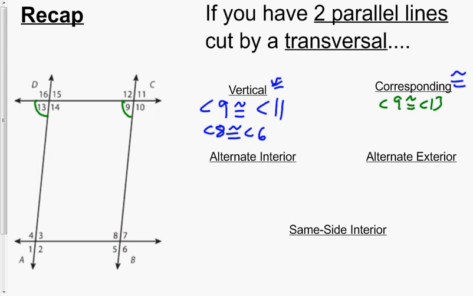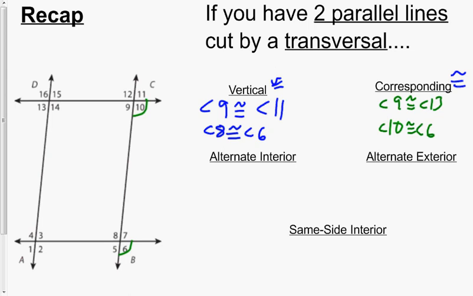Let's do a different example. What about angle 10? What's a congruent angle to angle 10 by corresponding? You could say two different examples, actually. 14 or 6. 6 is also in the same spot in the lower right corner, just of a different intersection. So we'll say angle 10 and angle 6. All right, so those are corresponding angles.